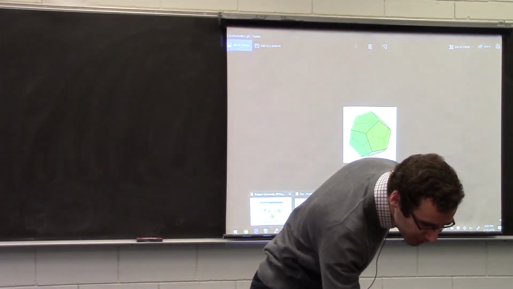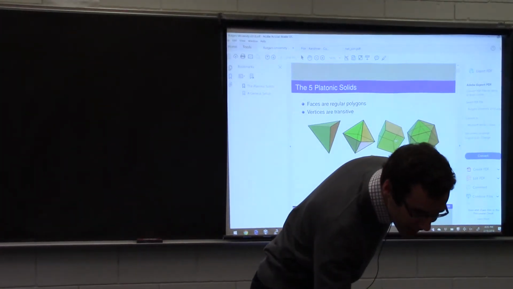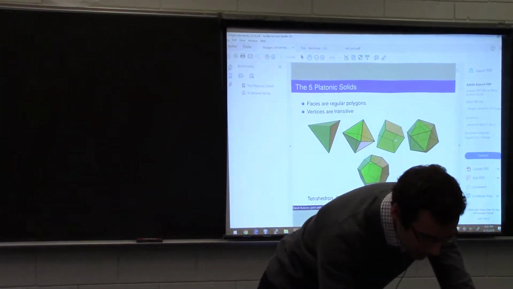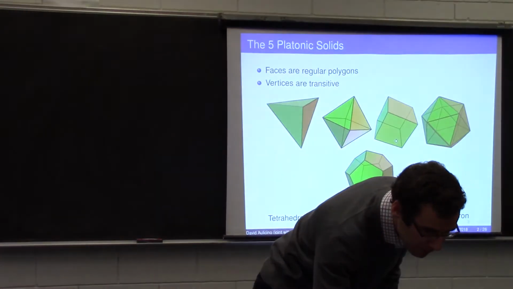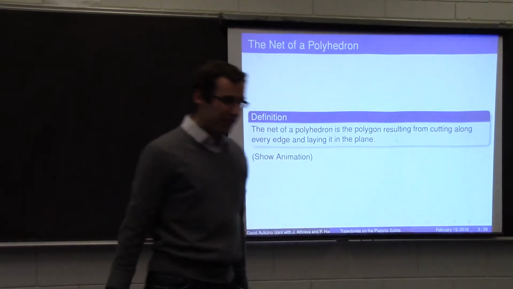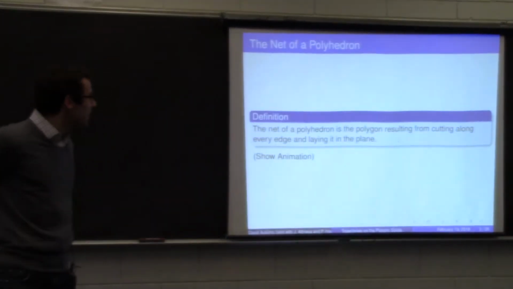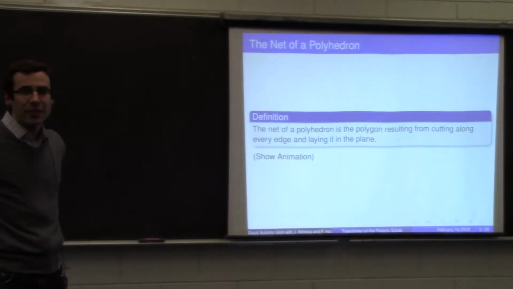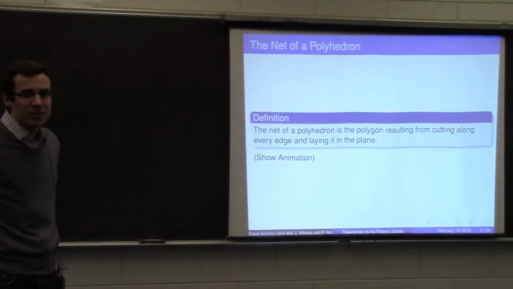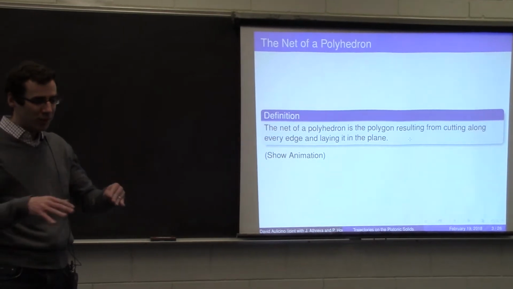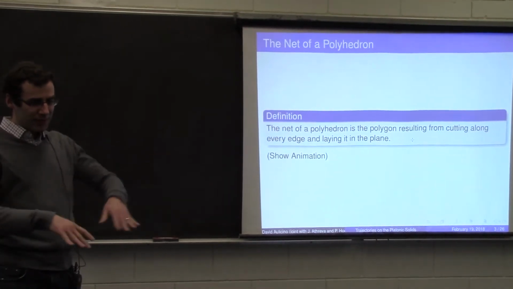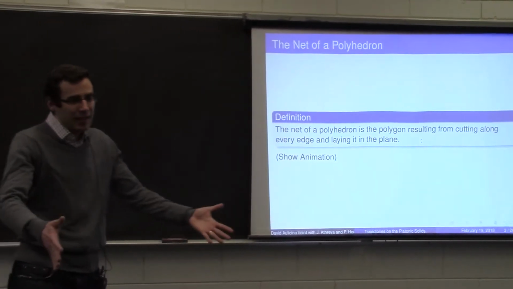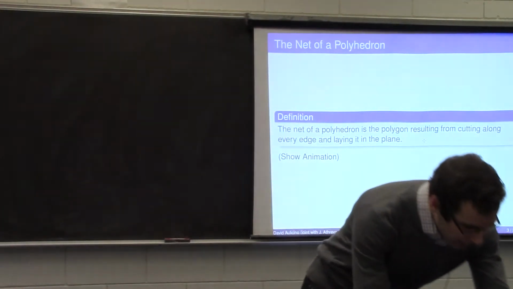So let's go back to the talk. One thing that's going to be very instrumental here is something called the net of a polyhedron. Starting with those solids, if they're hollow balls, just cut them along faces until you can finally lay them flat on a table. That's called the net.